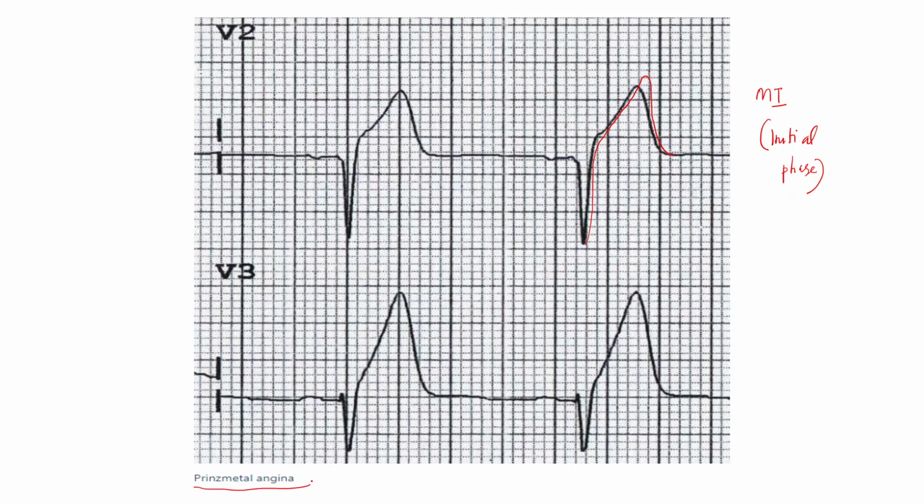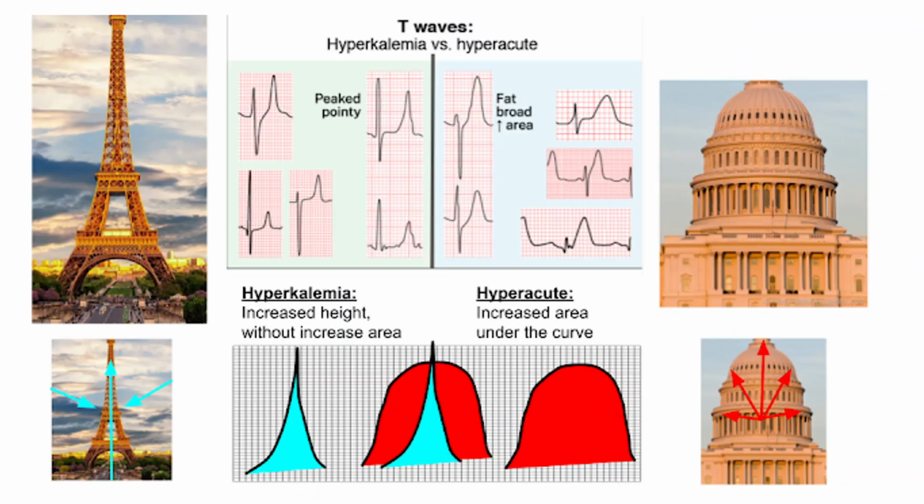Here in this case, they have given it as prinzmetal angina. That also will produce similar ECG changes as MI. So hyperkalemia will produce a tall tented T wave, but the area under the curve will not increase, whereas in hyperacute T, the area under the curve will increase. That is something you can remember to differentiate between the tall T of hyperkalemia and the hyperacute T of MI. We'll be discussing hyperkalemia changes later in the electrolyte ECG abnormalities section. As of now, just remember hyperkalemia, tall T wave.